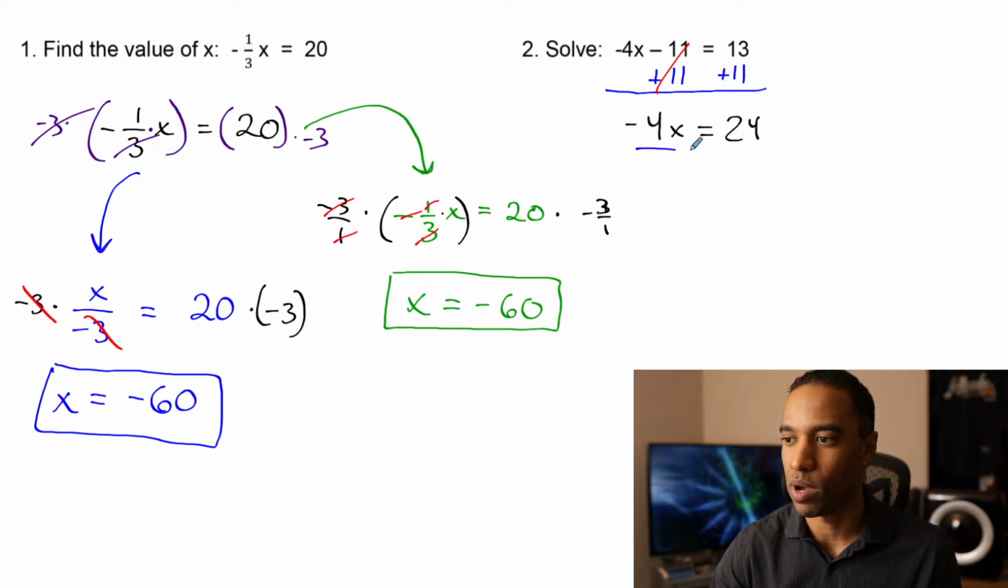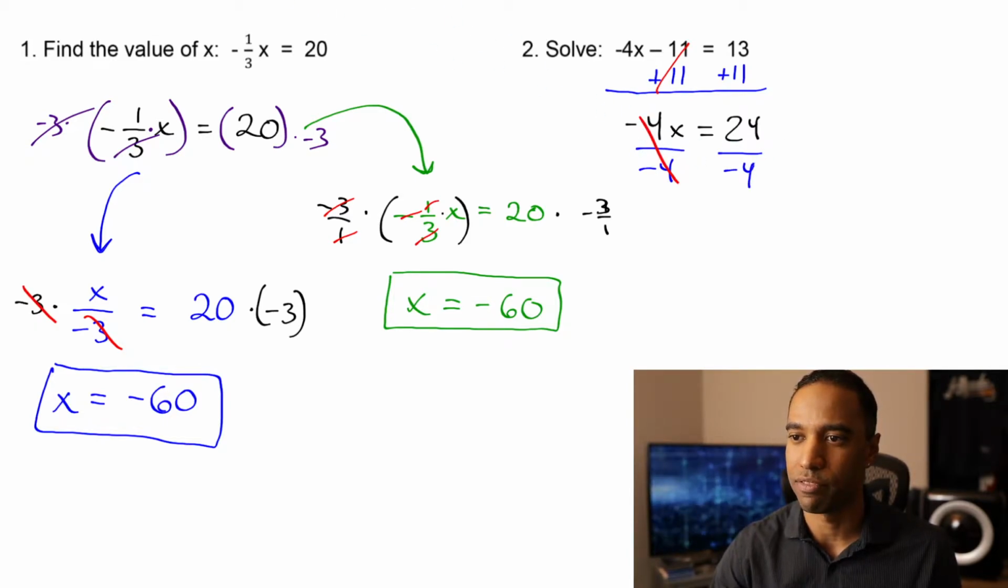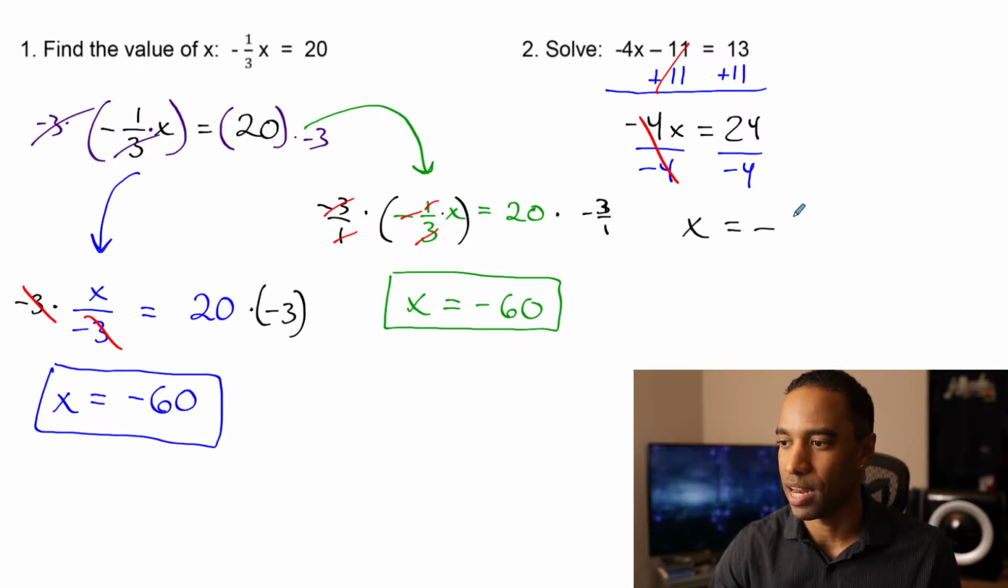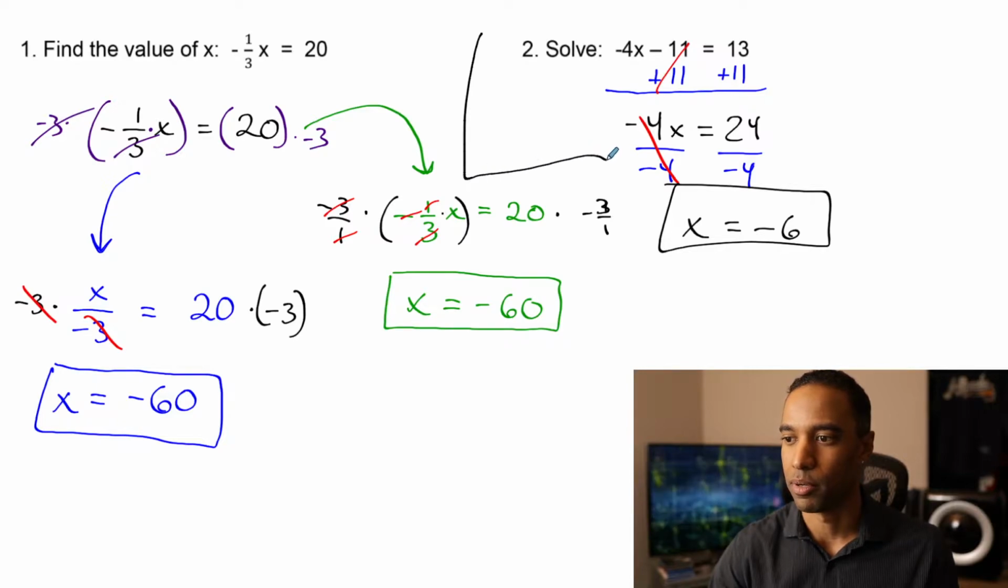What is that number? Well, divide by negative 4 to figure it out. 24 divided by negative 4 is negative 6. And negative 4 divided by negative 4 is 1x, so we get a positive 1x right here, or just x, and a negative 6 on this side right here. And that is the answer for number 2.